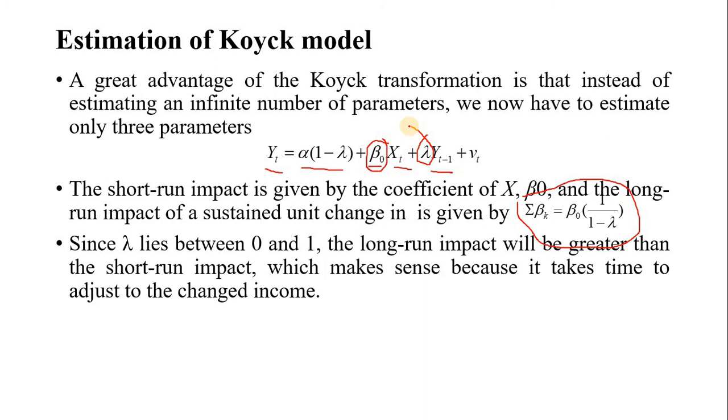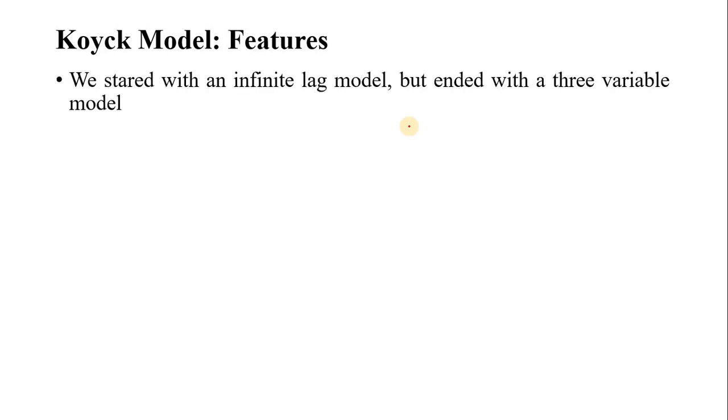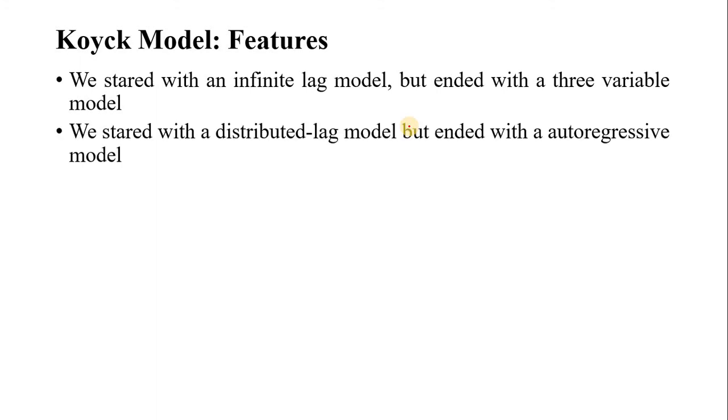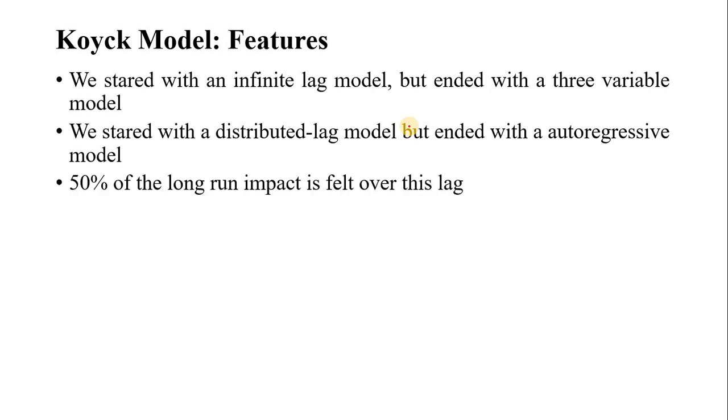Now the features of the Koyck model. As I told you, we started with an infinite lagged model but ended with a 3 variable model. Second, we started with a distributed lag model but ended up with an autoregressive model. That is a very important feature of this Koyck model. We began with an infinite distributed lag model, but we ended up with a 3 variable autoregressive model.